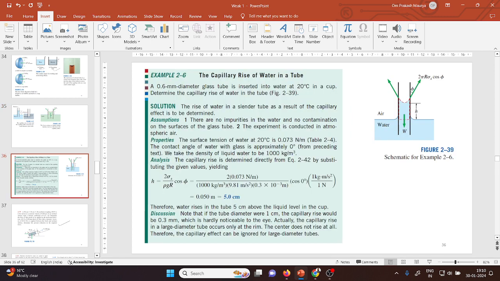So the height of capillary rise, you will see the formula here. This formula is the height of capillary rise. You all remember these things because sometimes this small formula can be asked in examination.